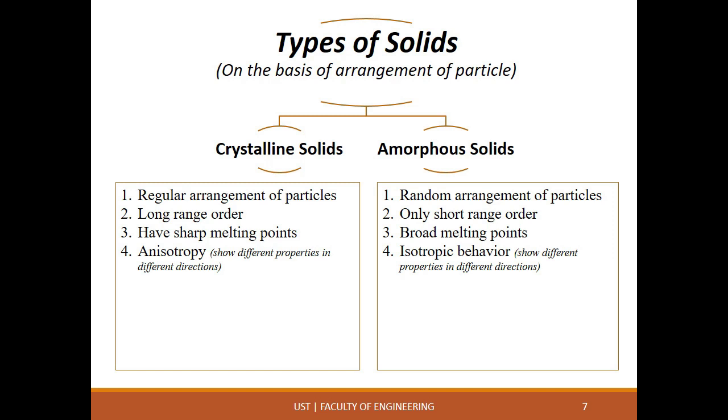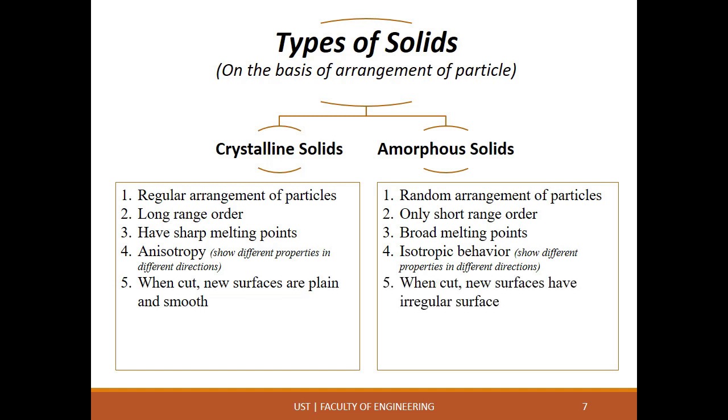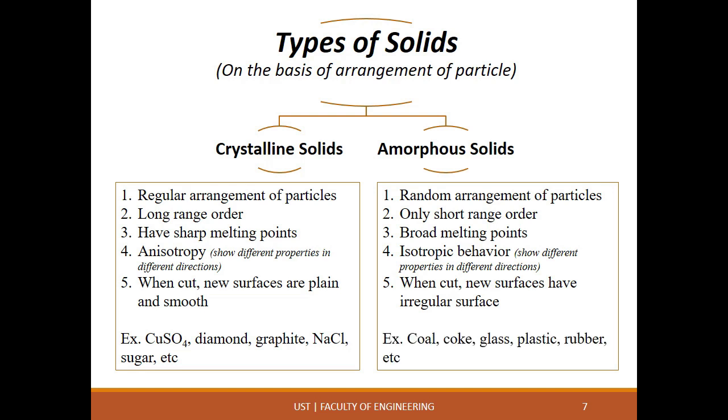In terms of cleavage property, when crystalline solids are cut with a sharp-edged tool, they split into two pieces, and the newly generated surfaces are plain and smooth, while amorphous solids, when cut with a sharp-edged tool, cut into two pieces with irregular surfaces. Common examples of crystalline solids include all metals and some ceramics such as diamond, graphite, and sodium chloride, while amorphous solids include most polymers such as plastics and rubber, and some ceramics such as coal, coke, and glass.